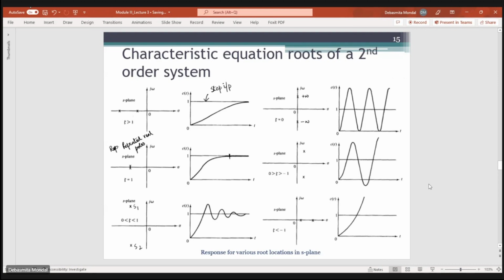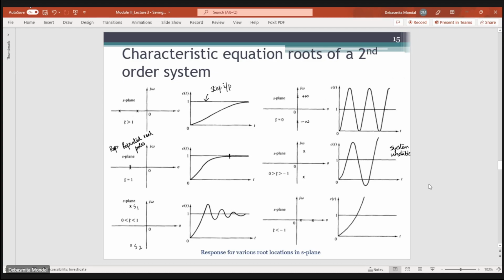Now, if you have negative damping in your system, that means the value of zeta is less than 0, but it lies between 0 and minus 1. You will have a pair of complex conjugate poles lying in the right half of the S-plane. That signifies that the output will have oscillations, but these oscillations will keep on increasing with time without any bound. So the system is unstable if you have negative damping between 0 and minus 1.